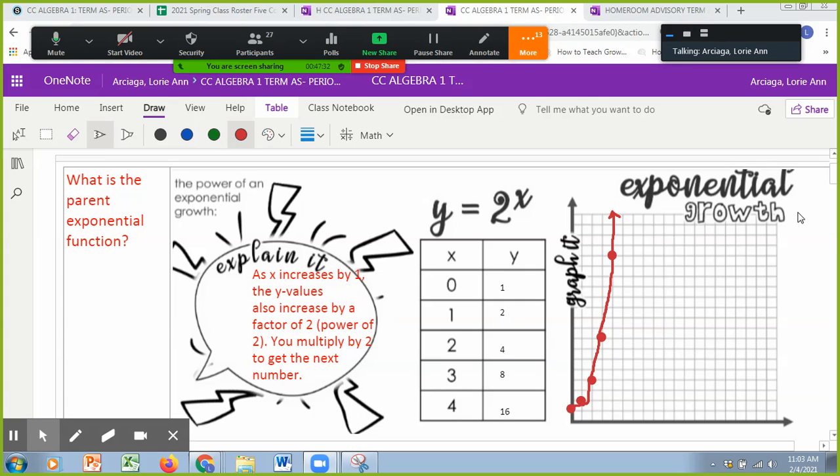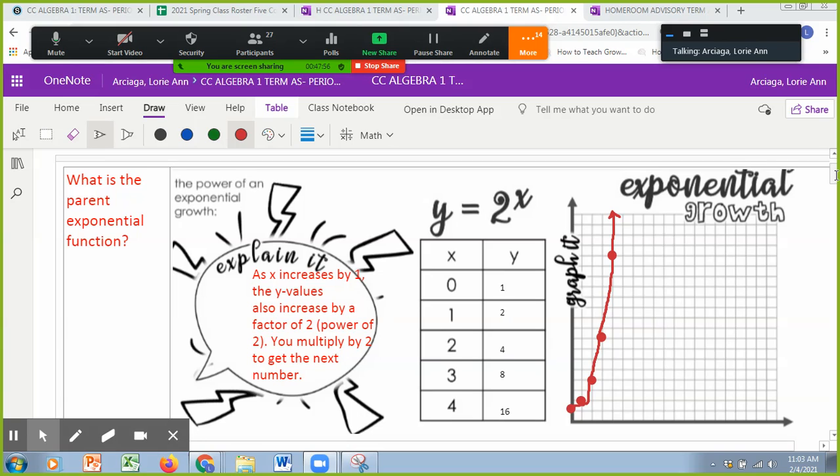Up. Very good. Now, if you're wondering if it's always like that, the answer is no. Only for the parent function. Now, what's the shape? Is it straight or curved? It's a curve. Very good.